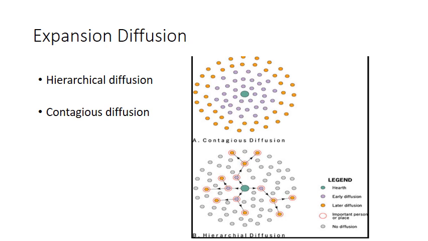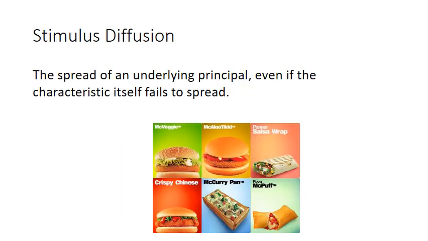Contagious diffusion is much like catching a cold. Whoever you come in contact with, that concept or idea spreads to them. In stimulus diffusion, the idea spreads, but not necessarily all the details. And the best example would be McDonald's in a place like India. So the idea of a McDonald's and fast food and how it's done spreads, but not everything, not the actual menu. Here we see the menu of a McDonald's in India featuring various types of veggie burgers.